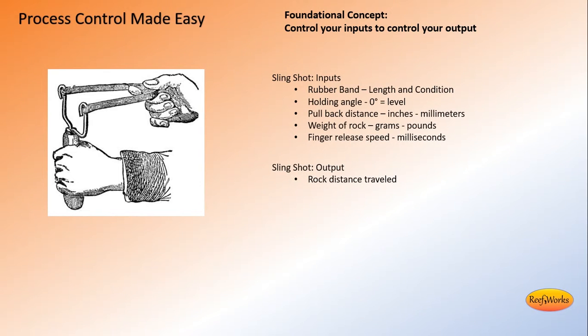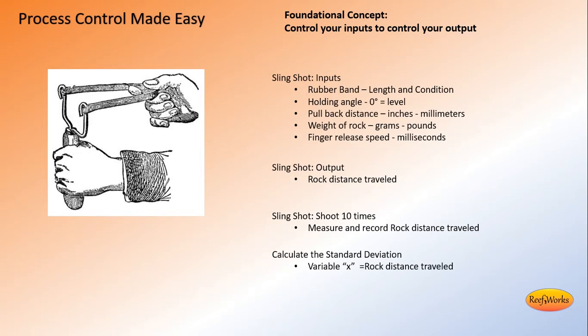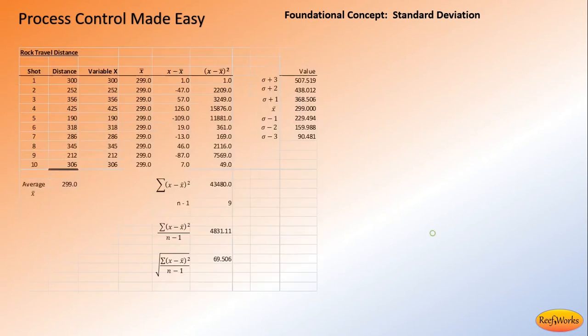So we're going to shoot the slingshot 10 times, and then we'll record each one of those as the distance traveled. Then for that distance, we're going to calculate the standard deviation. It's very important to note that X denotes the distance traveled. So when we look at the chart, don't get too confused with that. So let's go ahead and look at our chart, and we shot our slingshot 10 times. And you'll see that here, shot number 1 through shot 10.